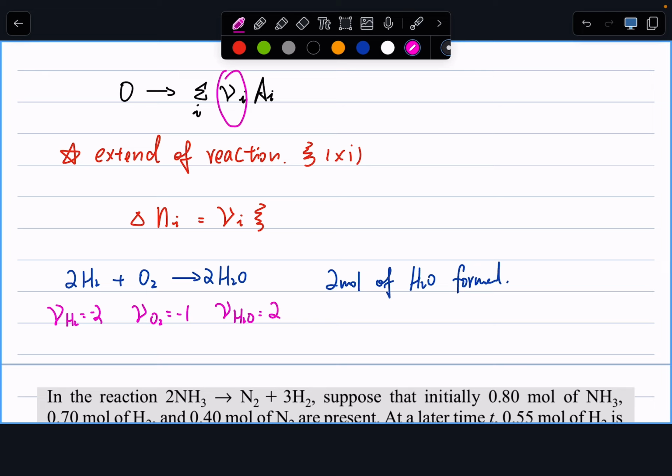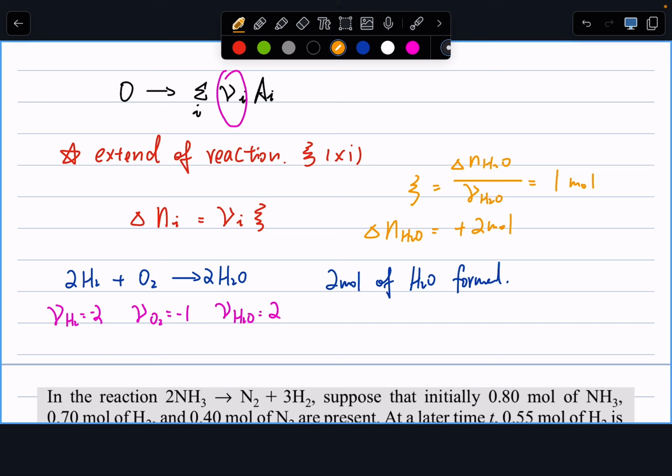What about the extent of reaction? What is our ξ here? We have a total of 2 more moles of H2O formed, so delta N for H2O equals plus 2 moles. So my ξ equals delta N H2O divided by the coefficient in front of H2O, that equals 1. And actually, the unit here should be moles, because my coefficient doesn't have a unit. So the extent of reaction has the same unit as moles.